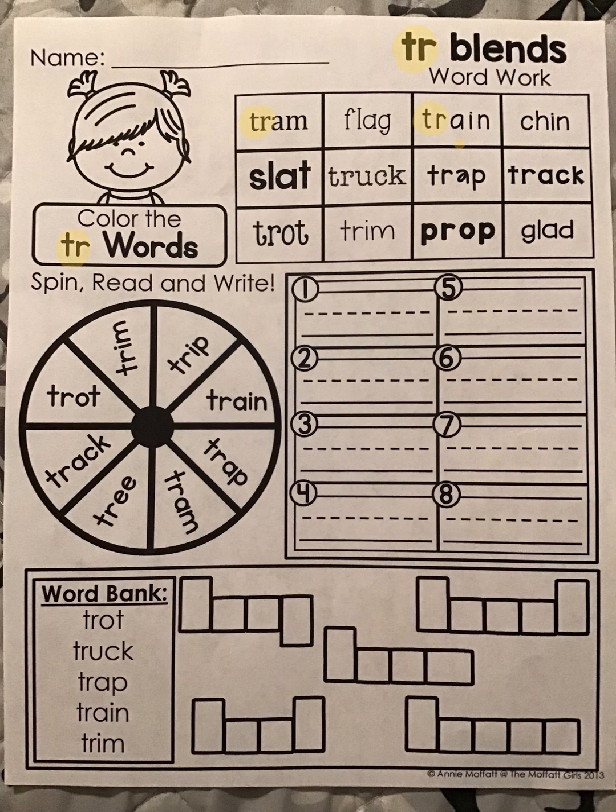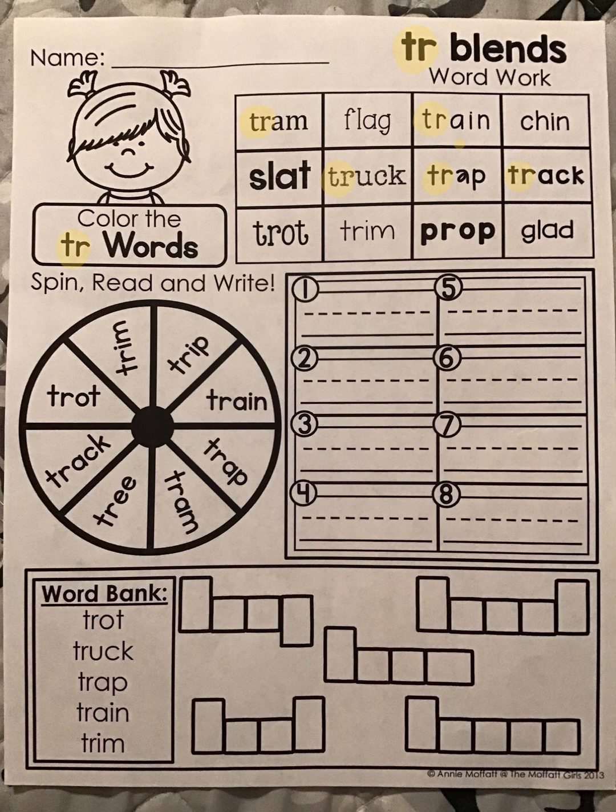Next line down, we're on slat. Do you see an initial R blend in slat? No, so we are not going to color it. Next word here is truck. Do you see the initial R blend? Tr. Yes, so we are going to color the initial R blend. Next word is trap. Oh, I see the initial R blend. Please color it. Next word is track. There's that initial R blend in track.